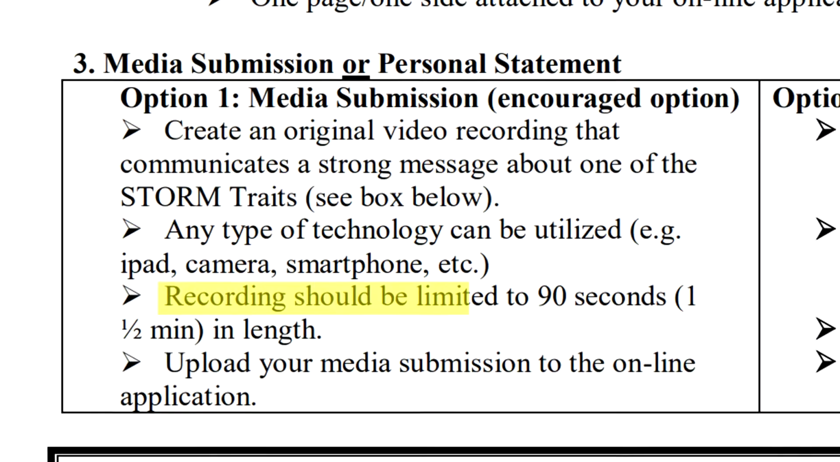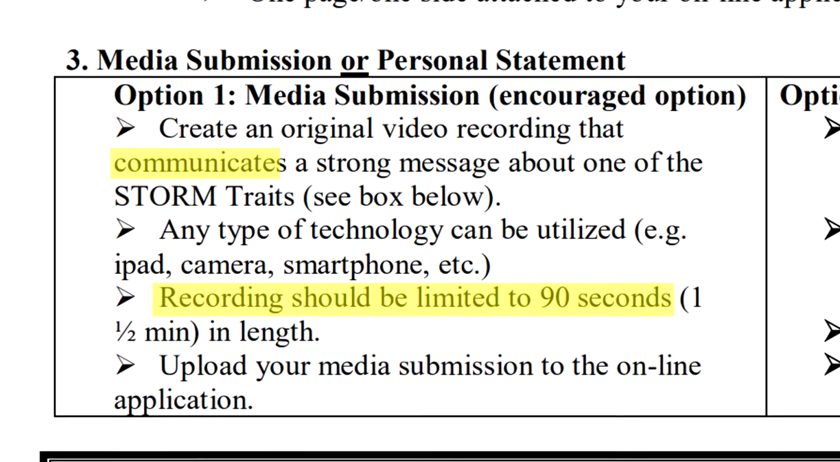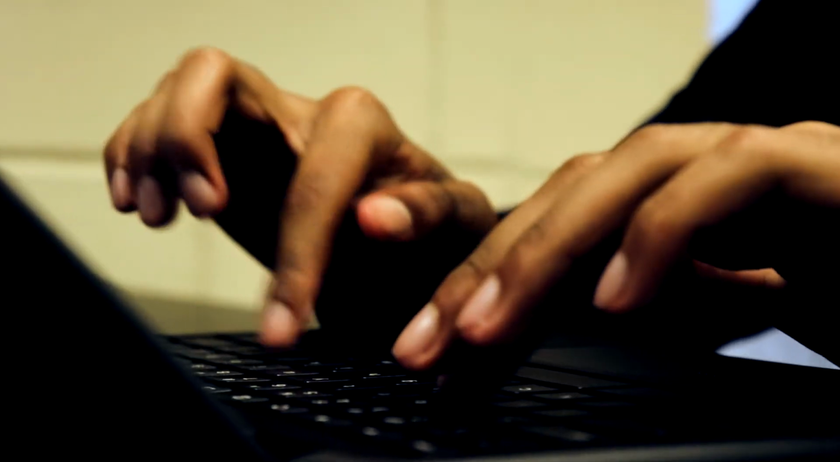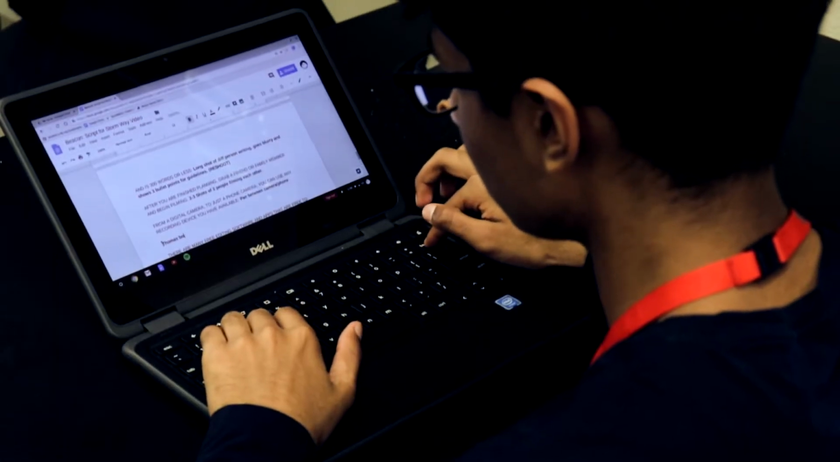The video must be up to 90 seconds in length and must communicate to the audience one of the 5 storm traits. When you've selected a storm trait, you'll want to begin to make a plan and write a script. Your video can be structured in any way you want as long as it gets the point across. Don't worry, we don't expect you to be an expert in creating videos. That's why you're applying for Beacon in the first place.